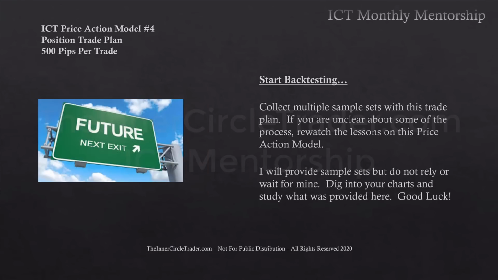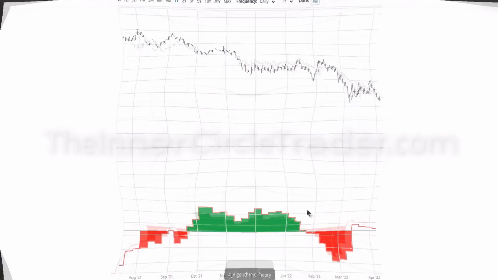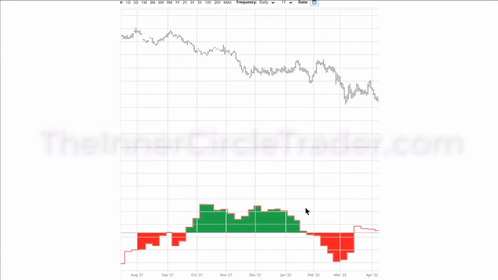All right, you're going to collect multiple sample sets with this trade plan. If you're unclear about some of the process, rewatch the lessons on this price action model and the ones I suggested inside of the teaching here. Dig into your charts and study what was provided here. This is going to be the algorithmic theory for price action model number 4.